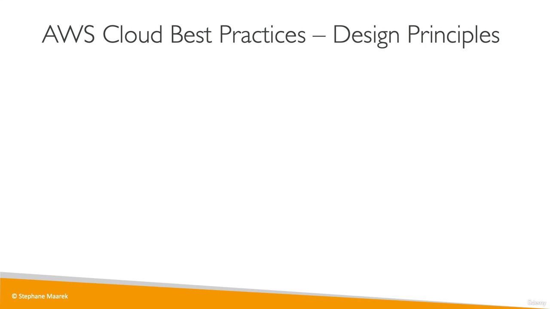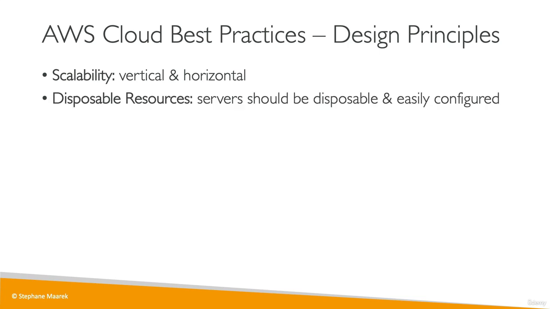So the design principles when using the cloud and the best practices. The first one is to be scalable. So we've seen vertical scalability and horizontal scalability. Also, because we can easily create and remove servers, we have disposable resources. So your servers should be easily disposable and easily configured. If you put too much configuration onto a server and somehow that server is lost and its configuration is lost as well, if you need maybe 3 days of work again to reconfigure that server, you haven't done things properly. In the cloud, everything is supposed to be disposable, including your infrastructure.